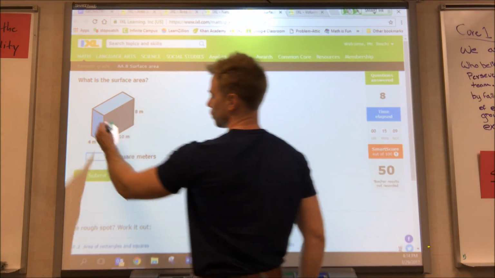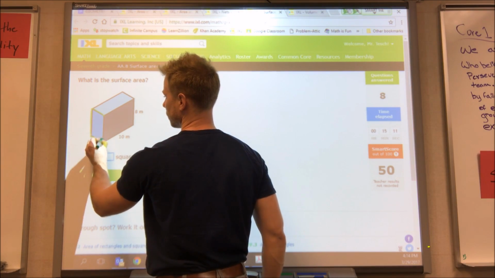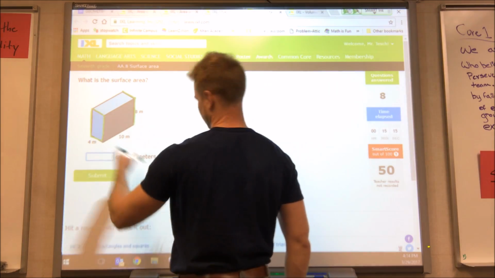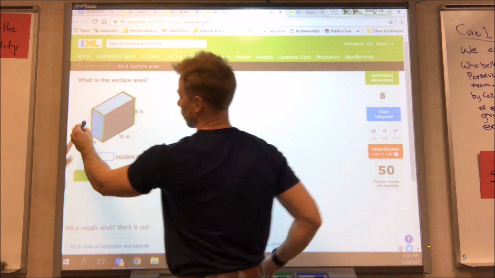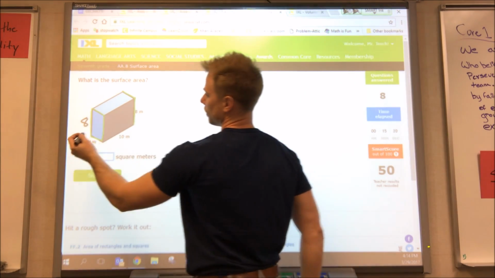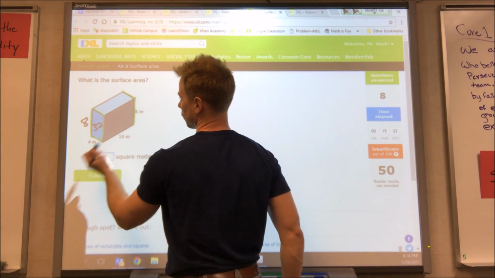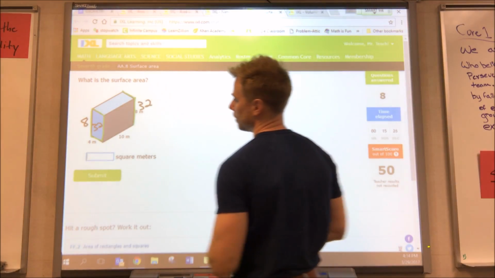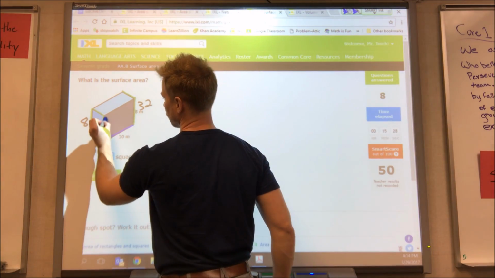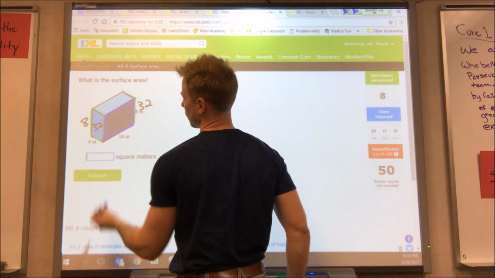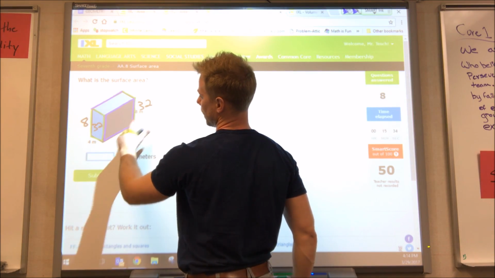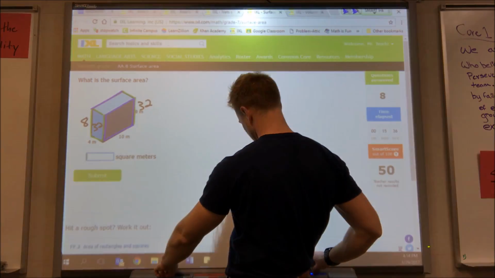Okay, surface area again, so we have the front face right here and the back face are the same. The dimensions of those are 4 and 8, so that makes 32 for the front and 32 for the back. Then the left and the right, the dimensions are 10 and 8, so that makes 80.